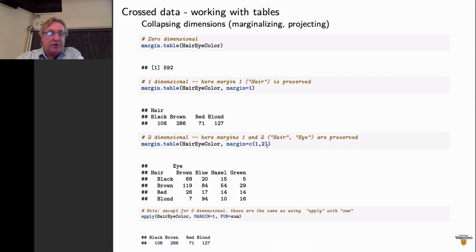So preserving 1 and 2, I've collapsed over the sex. So here, in fact, is the data set ignoring sex. Okay. Any questions? So you get the connection between the statistical ideas, slicing and conditioning, and marginalizing, and this collapsing, this projecting all of the data down onto one dimension. So marginalizing is kind of like a projection, although it's a sum, collapsing the table.